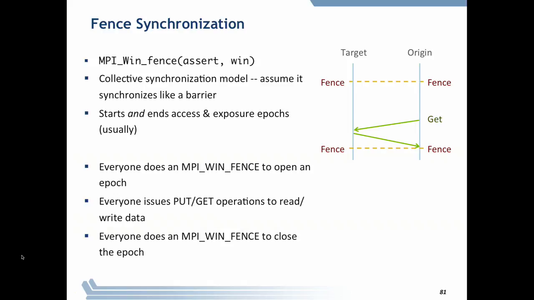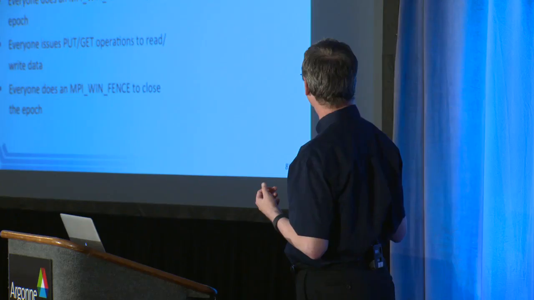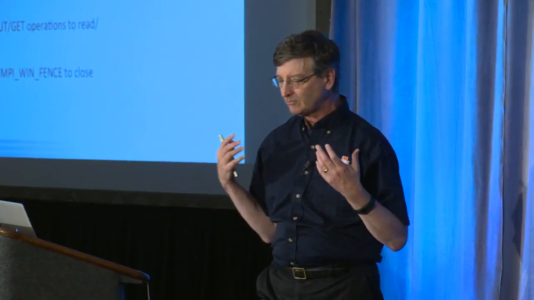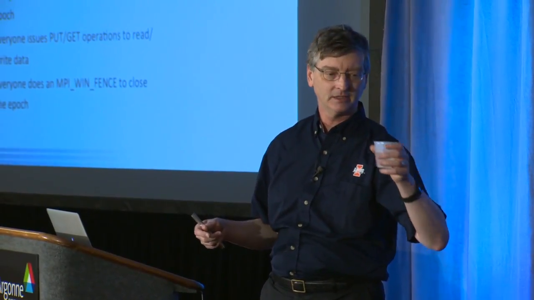In many ways, the simplest one is fence. This is a collective call across all the processes in the communicator that set up the window. And what it does is essentially complete the previous epoch and start the next one. And so typical use is like this. I do a fence, then I do some RMA operations. In this case, say one process does a get, and then all the processes in the window do a fence.